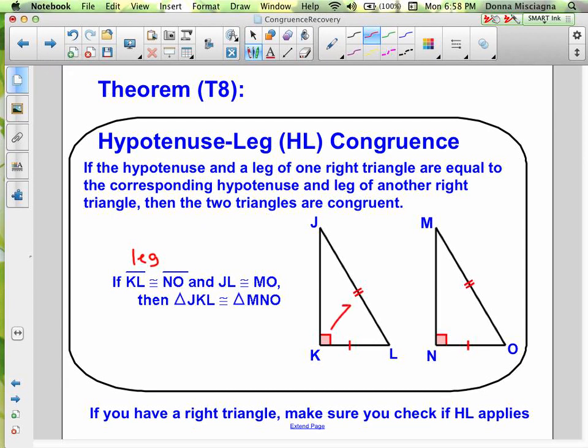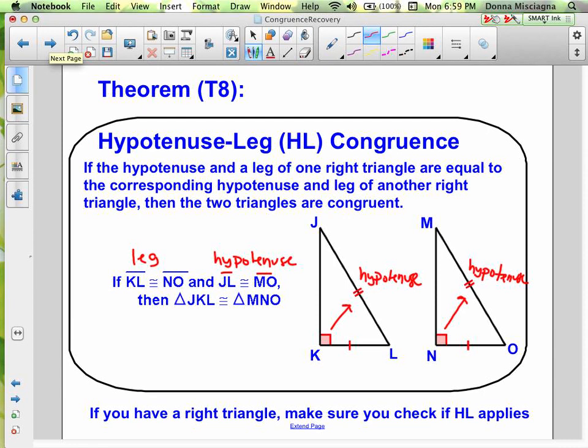The hypotenuse is opposite the right angle. So you just look to the right angle, and opposite that angle is the hypotenuse. So JL is congruent to MO, and that is the hypotenuse of both triangles. So if that's true, then triangle JKL is congruent to triangle MNO. This is in your notes, all right?